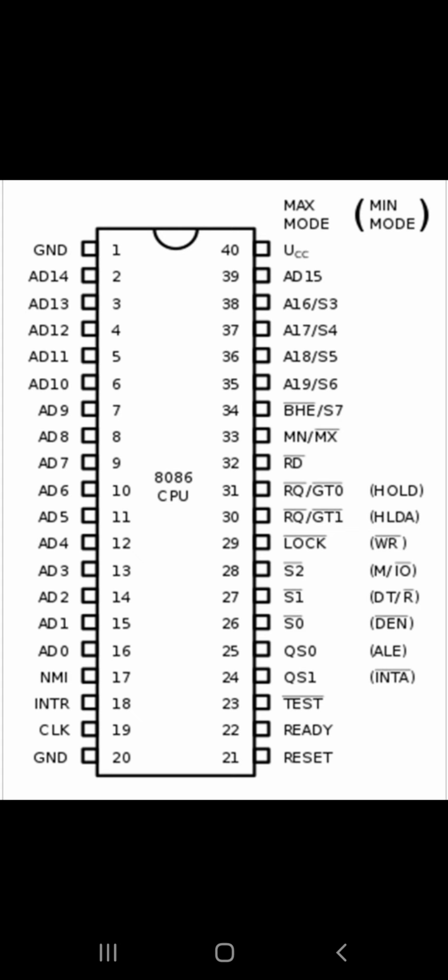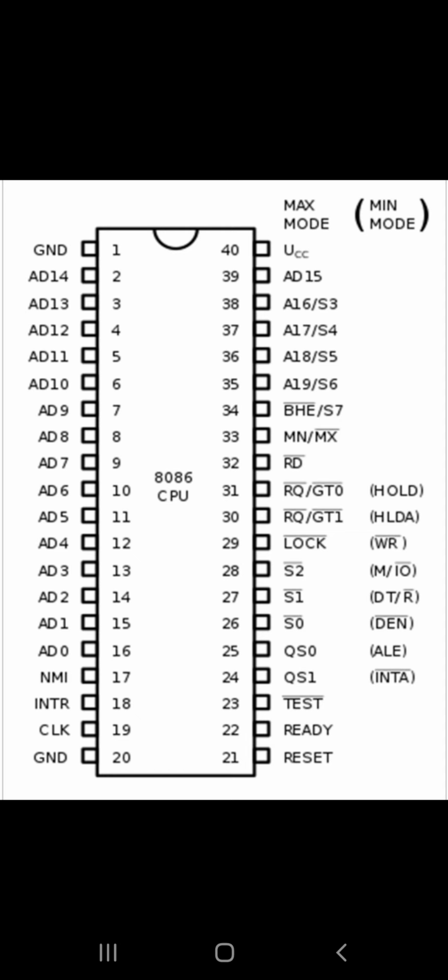Now the next pin is pin 36, the S5 pin. This is also a status pin. So this pin is for the interrupt flag, right, which tells the value of the flag. If S5 has a value 1, that means the interrupt flag is on. That means there is an interrupt, right? And the 8086 is still processing that interrupt. And if the value on the S5 pin is 0, then that means there is no interrupt. This is the meaning of the S5 pin.